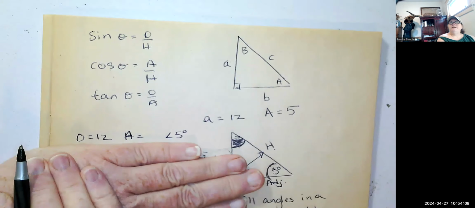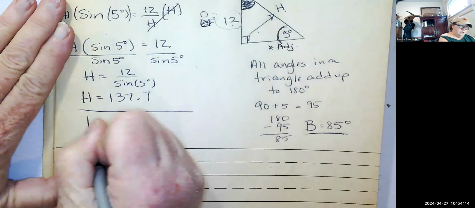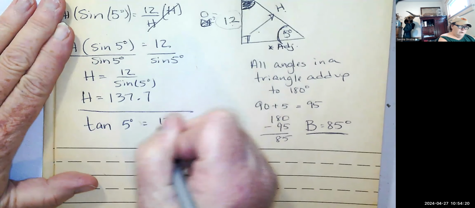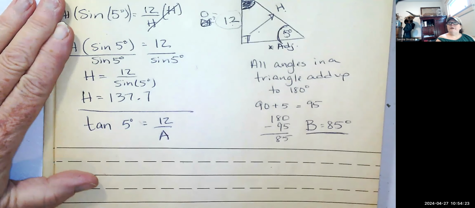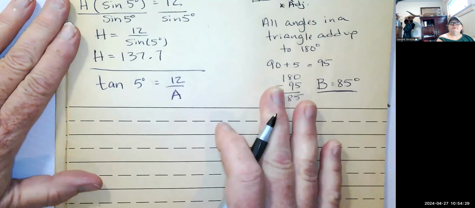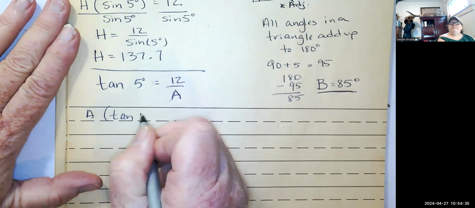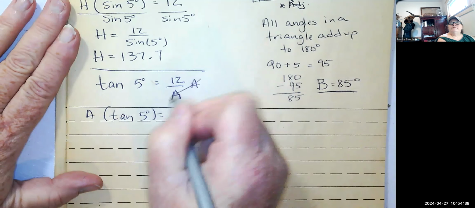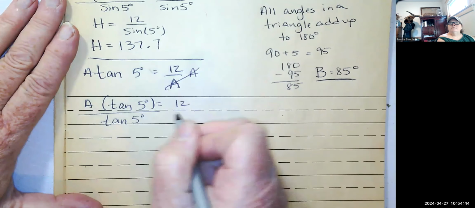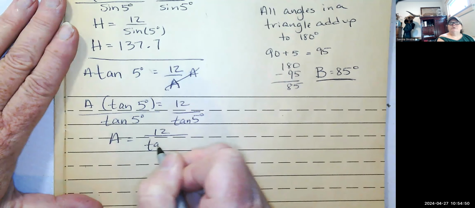All right, that's going to be tangent, O over A. So tangent of theta is equal to O, which is 12. We're solving for A. Pause the video, go do this on your own now that you've seen how I've done it, and then come back to check to see you got the same thing I did. All right, so we're going to solve for A. I'm going to multiply both sides by A. And now I have to divide both sides by tangent. And I get A is equal to 12 divided by the tangent of 5 degrees.